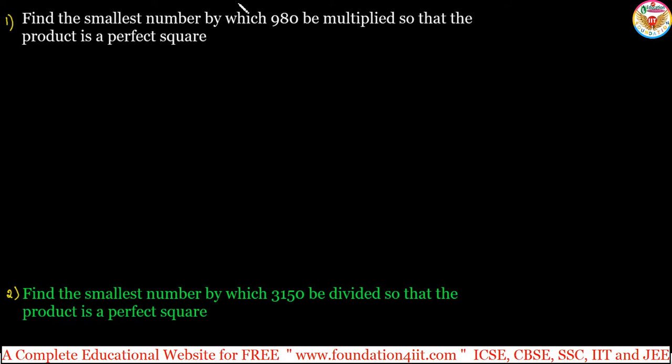Okay, 980 is not a perfect square. Now, what is the smallest number that should be multiplied to make this a perfect square? For that, we'll write 980 as a product of prime numbers. Okay, that you should do as it is. 980, take the 2 table.